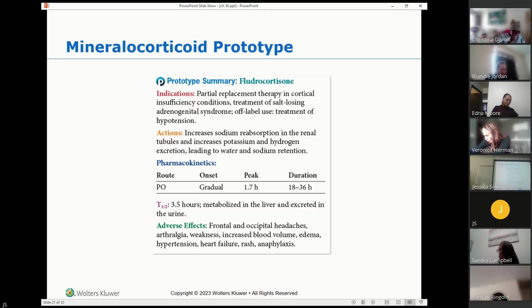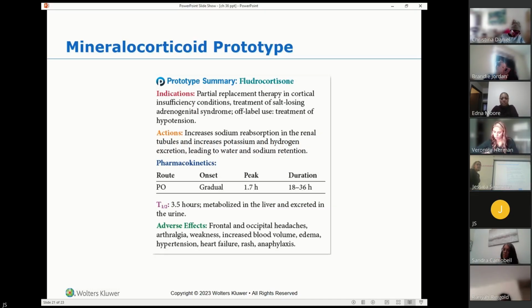So this is looking closer at fludrocortisone. Its indications are for partial replacement therapy in cortical insufficiency conditions and treatment of salt-losing adrenogenital syndrome. Off-label use is the treatment of hypotension. So why are we using this for salt-losing diseases? What does it cause the body to do?